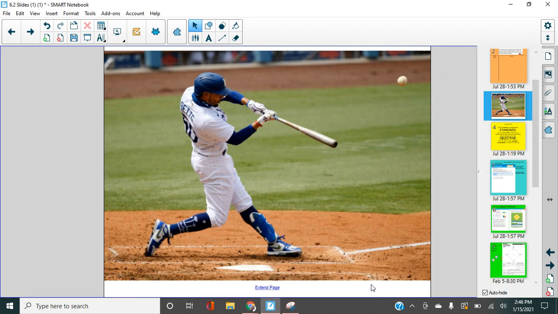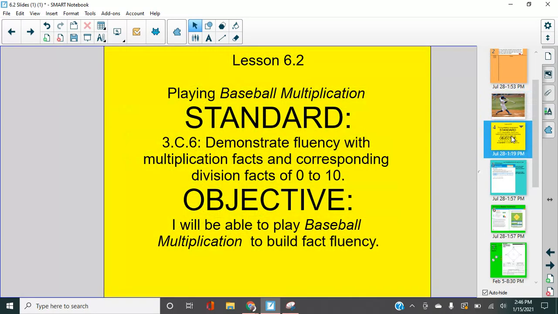The name of today's lesson is called baseball multiplication. So, a little bit of baseball here. If you are a baseball fan, or even if you're not, I think that you'll enjoy this game. It goes with our objective here. I will be able to play baseball multiplication to build fact fluency, right?